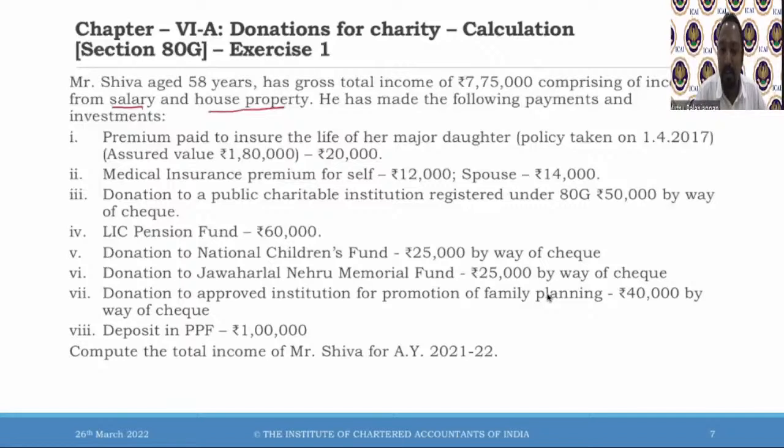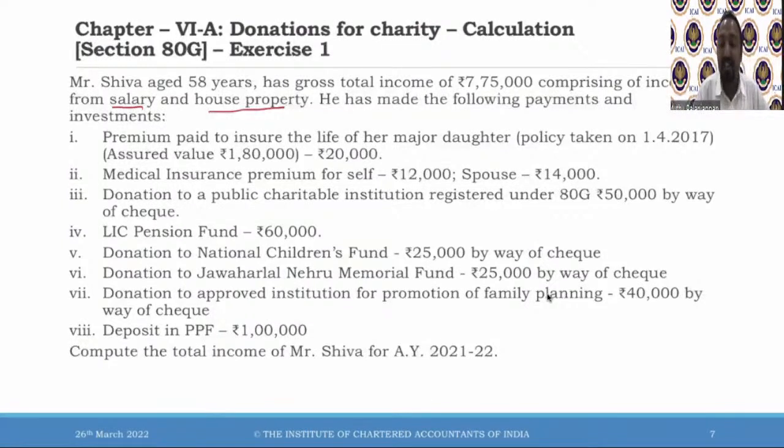Every word in the question is important, either to give you extra information or to confuse you. These are the two possible scenarios in your question paper when you're reading each word. So read the word and see whether it is there to give you extra information or to confuse you. It says salary and house property.